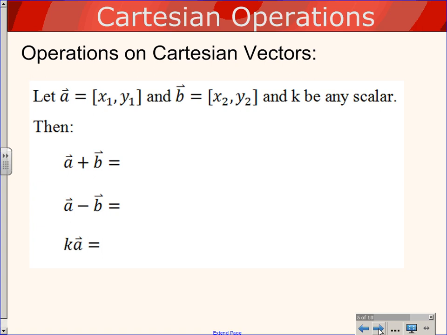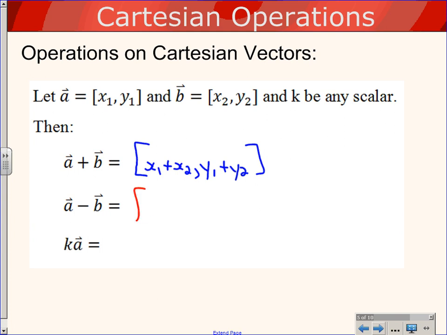So here's our official definitions. It says let vector A be [x1, y1], so an x component and a y component. Again, notice the square brackets. Vector B is [x2, y2], so x component of the second vector and y component of the second vector. And k is any scalar, so just some real number. If I want to find vector A plus B, we just add the x components together and add the y components together. That's what we just did in the last example.